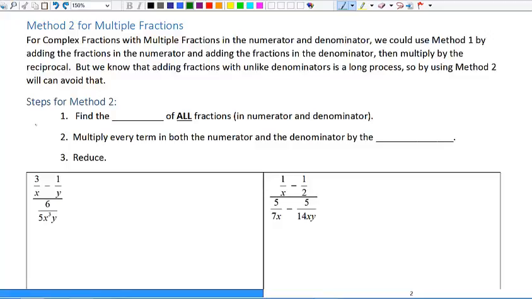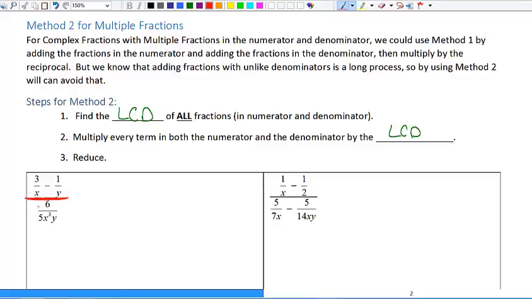So the steps are: find the LCD of all fractions. That's talking denominators in the numerator and denominators in the denominator. You need to find the LCD of all of them. Then what you're going to do is multiply every term in the numerator and the denominator by the LCD. The reason you're allowed to do this is because of that fraction bar. Because there's a secondary fraction bar, you're allowed to multiply the numerator and denominator by anything you want.